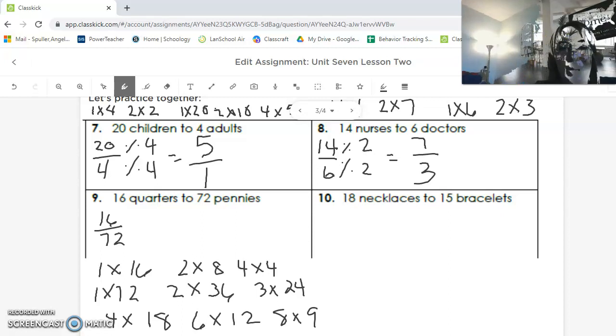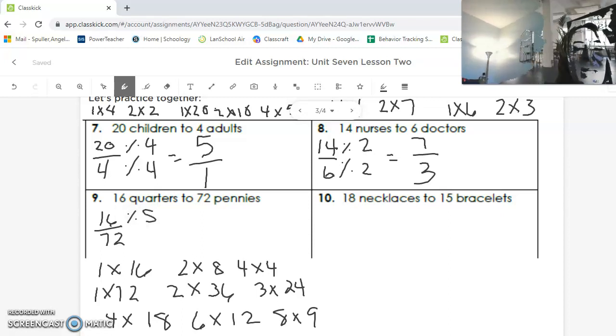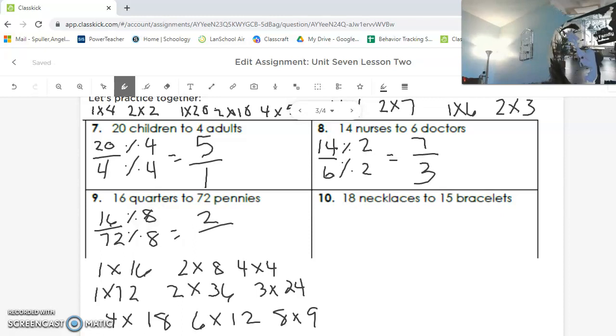All right. What do we have in common? We have the 1s, we have the 2s, we have 4s, we have 8s in common. Yep. So 8 is the greatest, so I'm going to divide them both by 8. That's going to give me 16 divided by 8 is 2. 72 divided by 8 is 9.